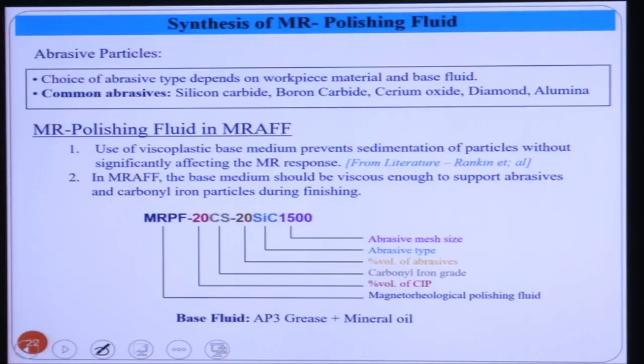Synthesis of MR polishing fluid we have already discussed. This is the MR polishing fluid: 20% by volume CS grade and 20% by volume silicon carbide with 1500 mesh size. Common abrasive particles are silicon carbide, boron carbide, cerium oxide, diamond and alumina. The choice of abrasives depends on the workpiece material and its hardness. The base media is prepared using EP3 grease and mineral oil. We have used paraffin oil; you can use silicon oil also.